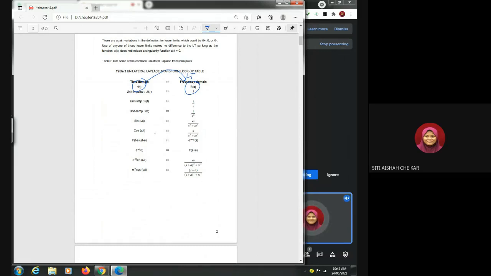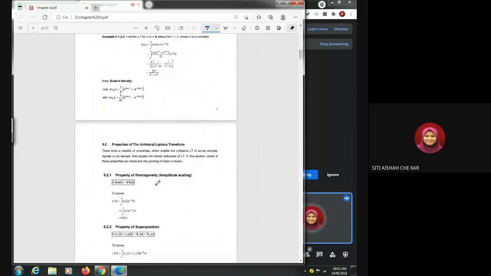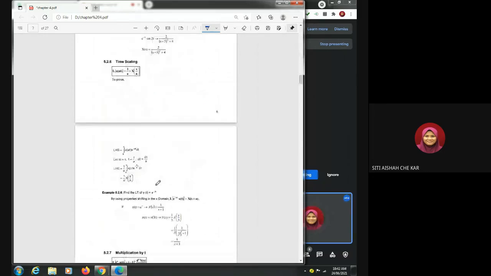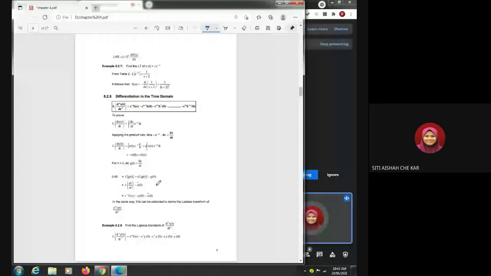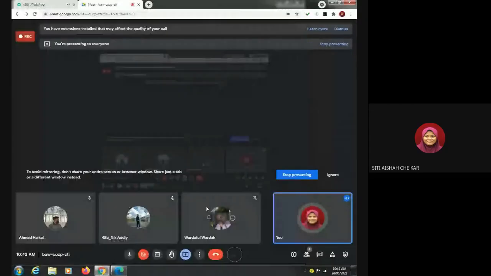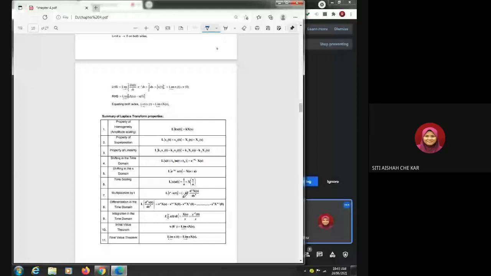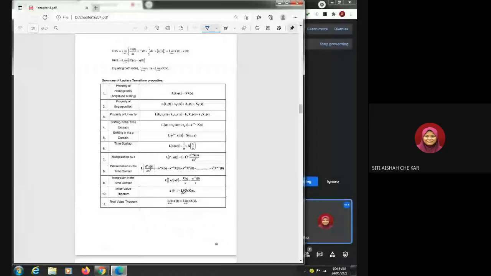Okay, so and then we move to the properties. Because sometimes when we want to convert to the Laplace transform, the equation is too complex. So we are given certain properties to help us to convert. Okay, so this is the second table that we learn. We already learned last week. So we already covered the amplitude scaling, superposition, property of linearity, and shifting in time domain.